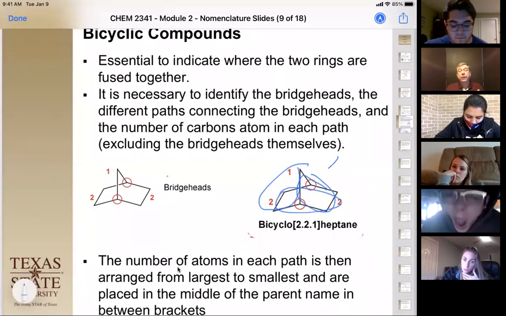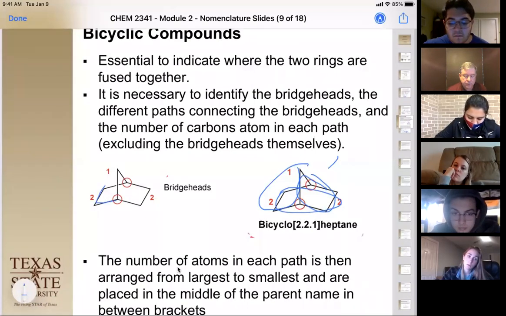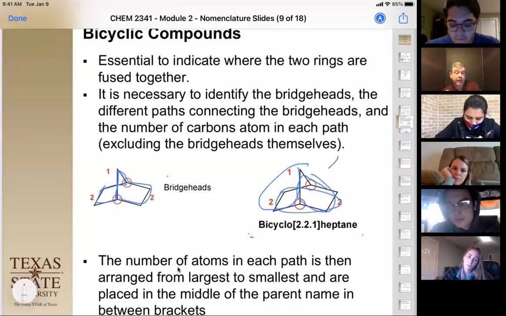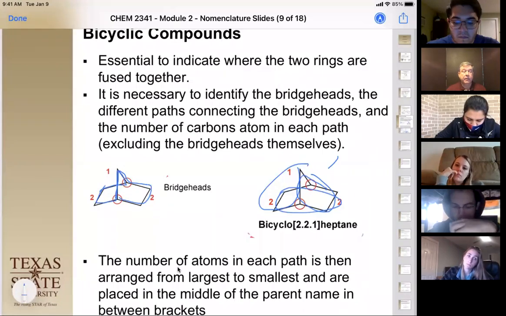Now, the reason it's a bicyclo is if we looked at the carbons, we have 1, 2, 3, 4, 5 carbons. We've consumed those carbons, and so we only have this last one to make our second ring. And now we've consumed all our carbons. We would have to have a 4th bridgehead to have a tricyclic compound. So that's why it's bicyclo and not tricyclo.